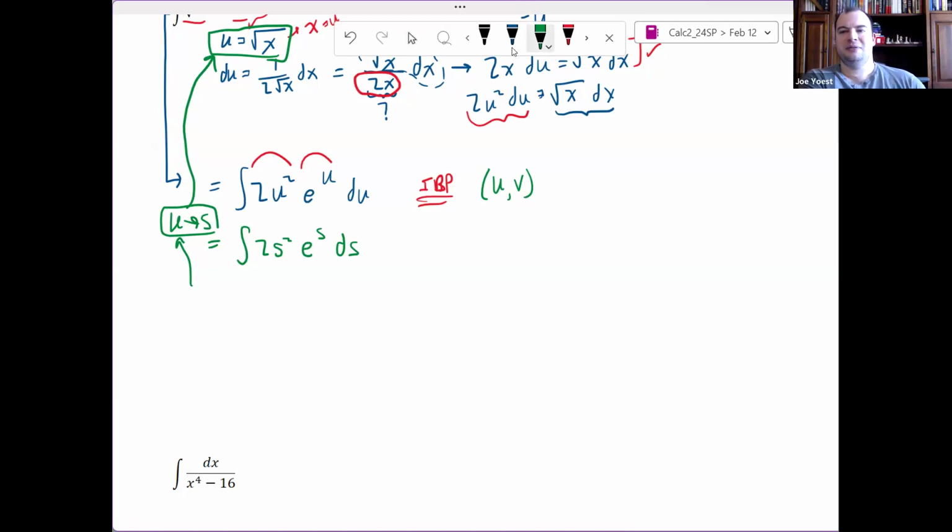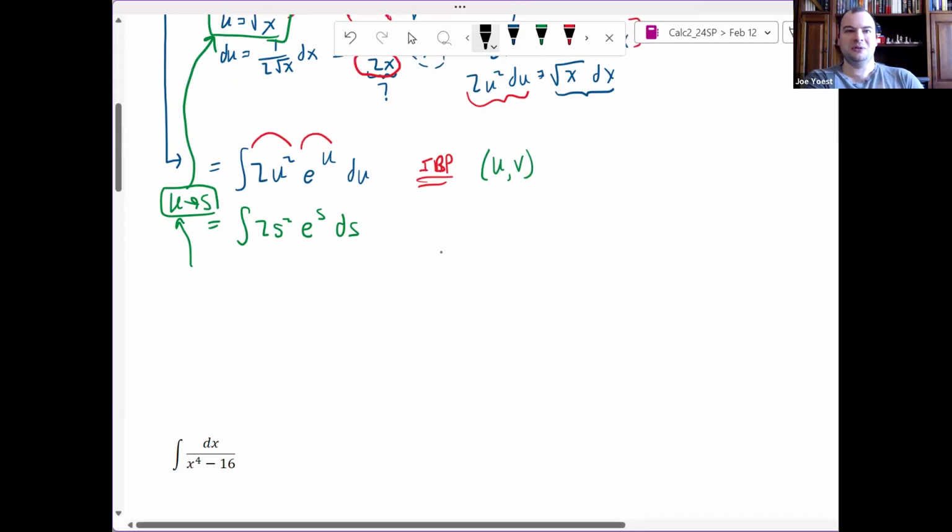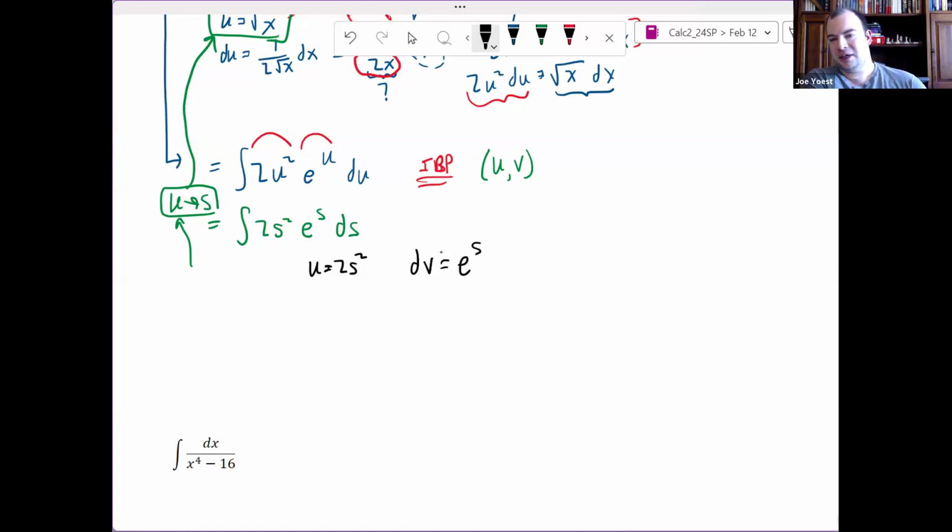And I just did that for the sole reason, again, maybe it's a little bit silly, but this is the way that our brains work. I'm used to thinking of integration by parts in terms of u and dv. I would like to keep doing that instead of thinking in terms of s and dt or something like that, right? So I'll pick u equals 2s squared, the thing I want to differentiate, dv equals e to the s ds. I've used everything in my integrand, nothing that's not in my integrand. du is 4s ds, and v is e to the s.